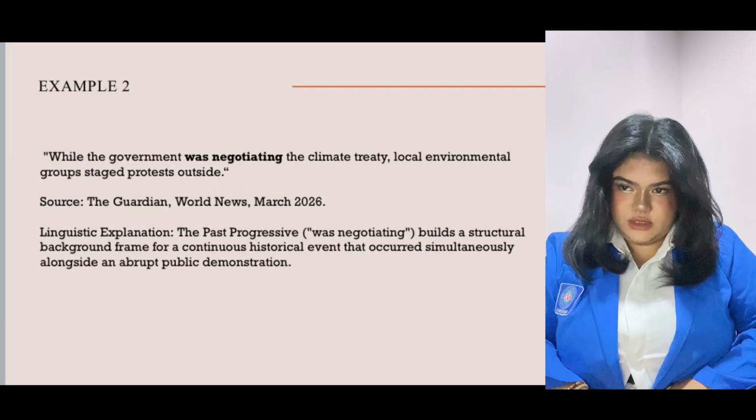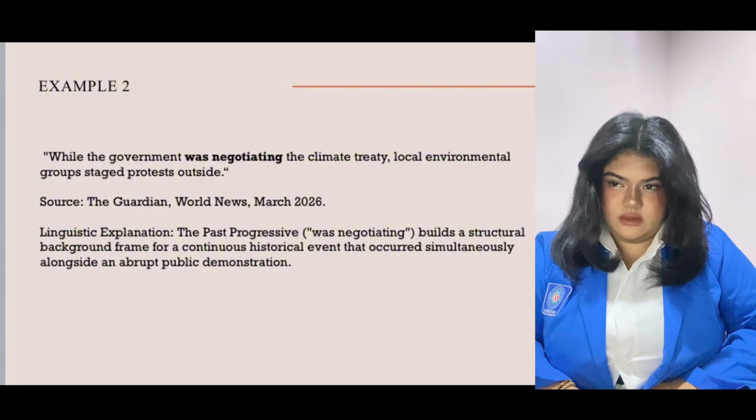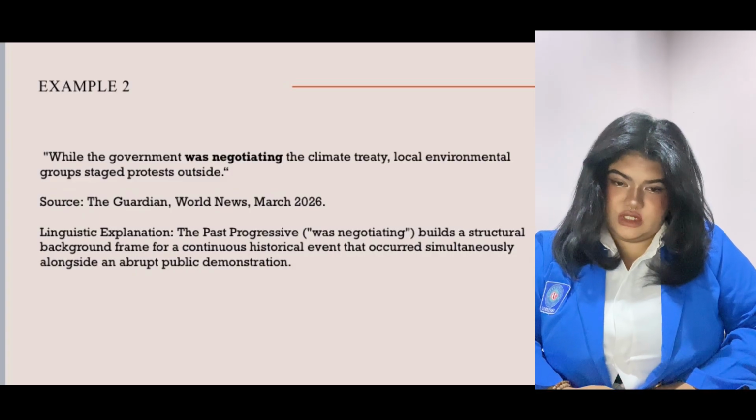For example number 2: while the government was negotiating the climate treaty, local environmental groups staged protests outside. Source: The Guardian, World News, March 2026. Linguistic explanation: the past progressive, was negotiating, builds a structural background frame for a continuous historical event that occurred simultaneously alongside an abrupt public demonstration.